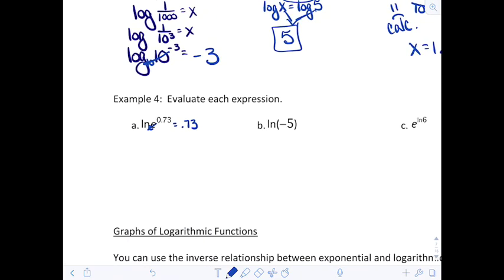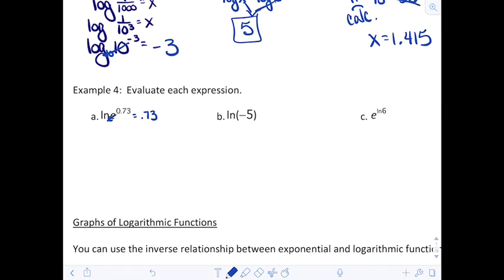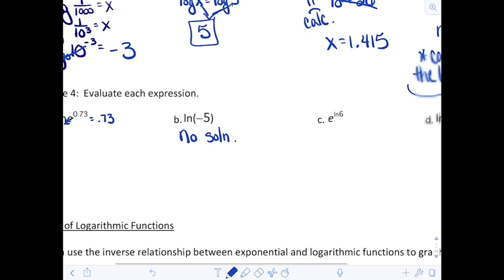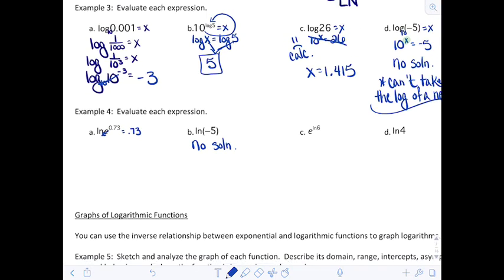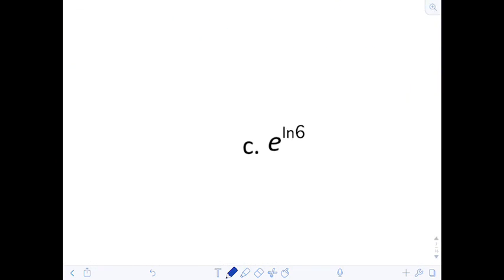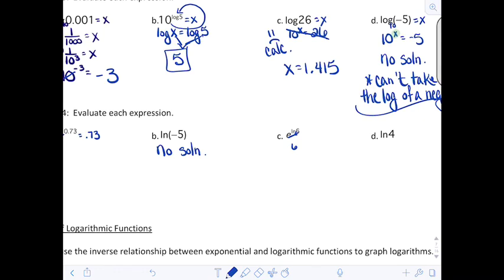If we look at the next one, the natural log of negative 5, the same holds true. There's no solution. You can't take the log of a negative number. In letter C, we have e to the natural log of 6 power. That is natural log base e of 6. So the bases cancel and the value is 6.